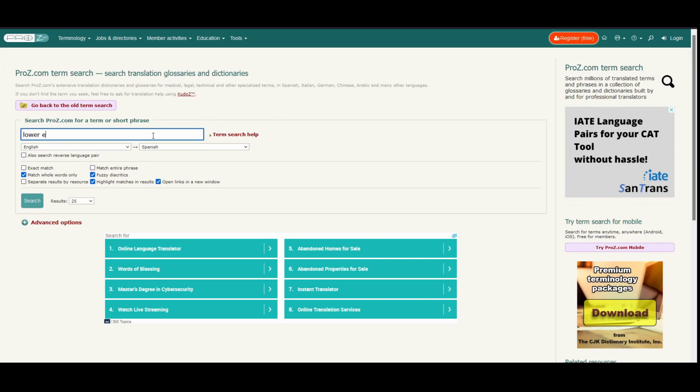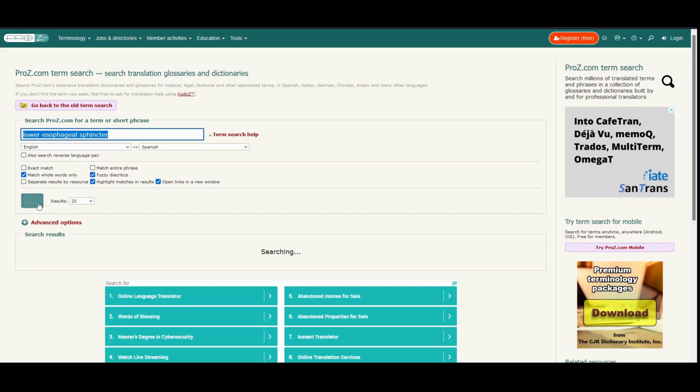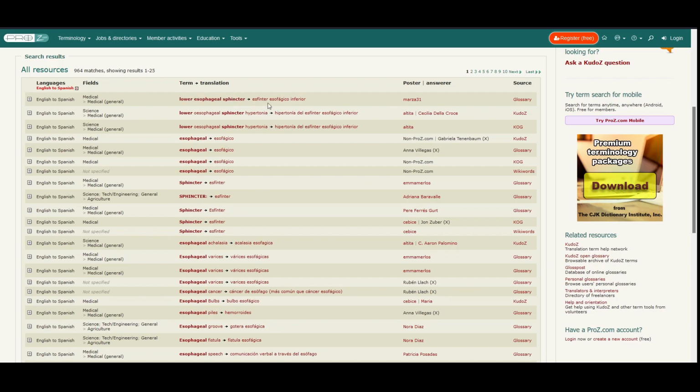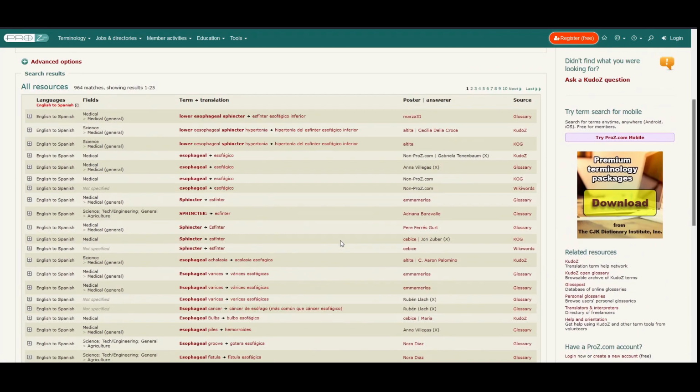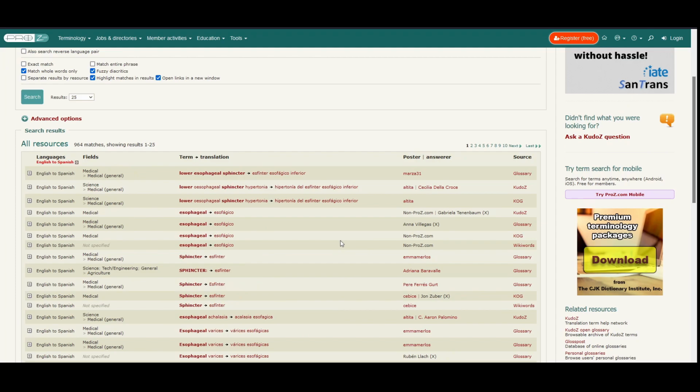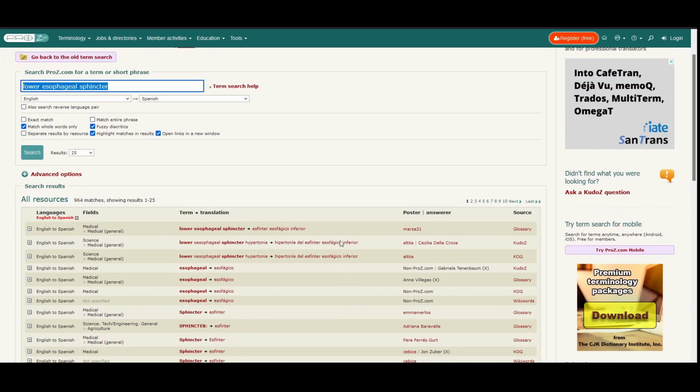Lower esophageal sphincter. So you can see I've already looked that one up because I knew what terms I was going to look up. Go to search. Oh, hey. We have lower esophageal sphincter in Spanish. We even have additional terms that are related. We can talk about esophageal, sphincter, all sorts of esophageal bulbs. So this is really, really cool if you're interpreting or even translating really complex medical terms.